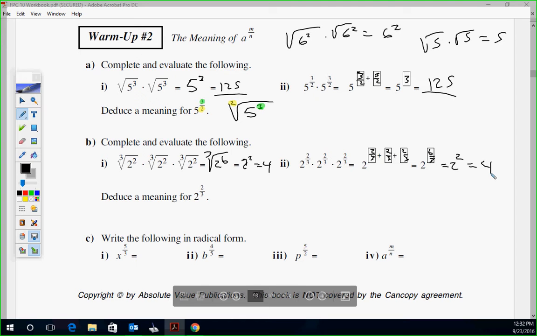So deduce the meaning for 2 to the 2/3. So 2 to the 2/3 is equivalent to the cube root of 2 squared.